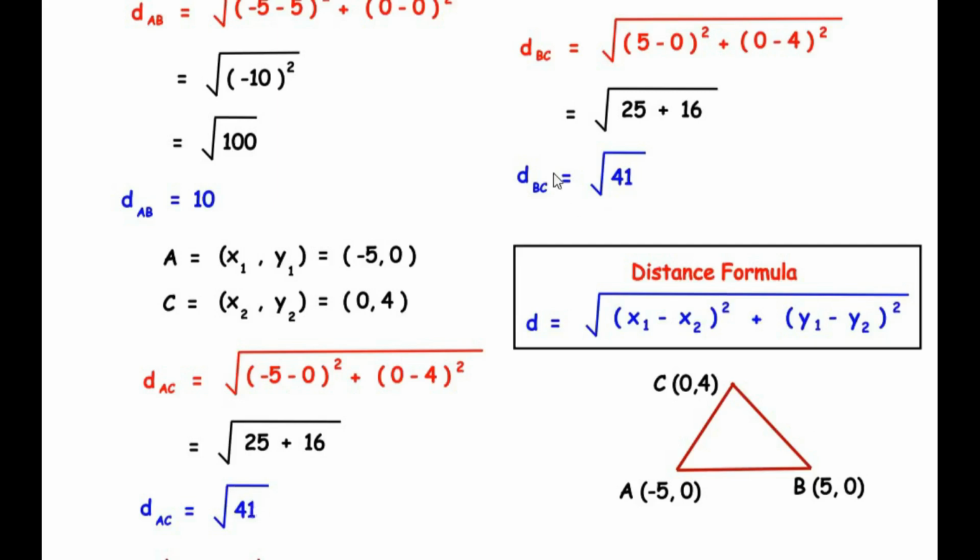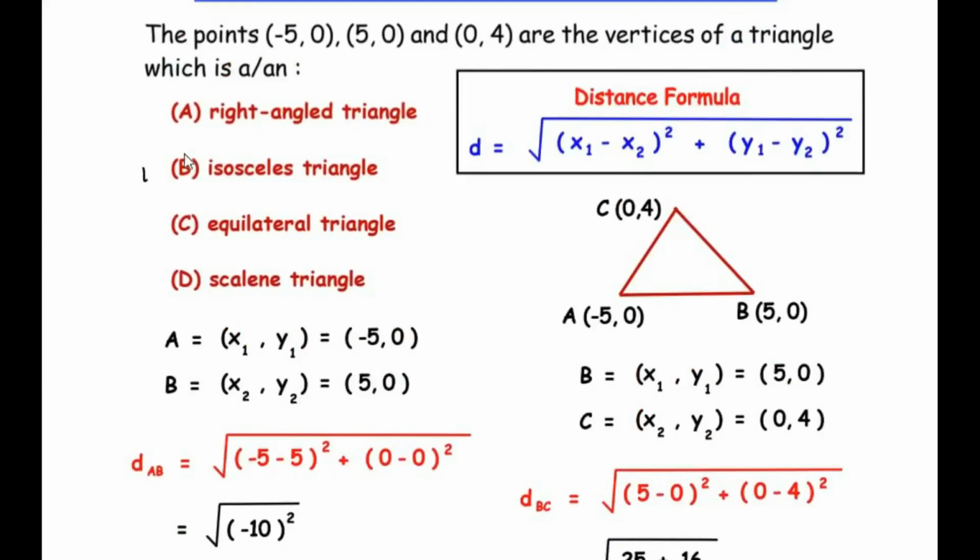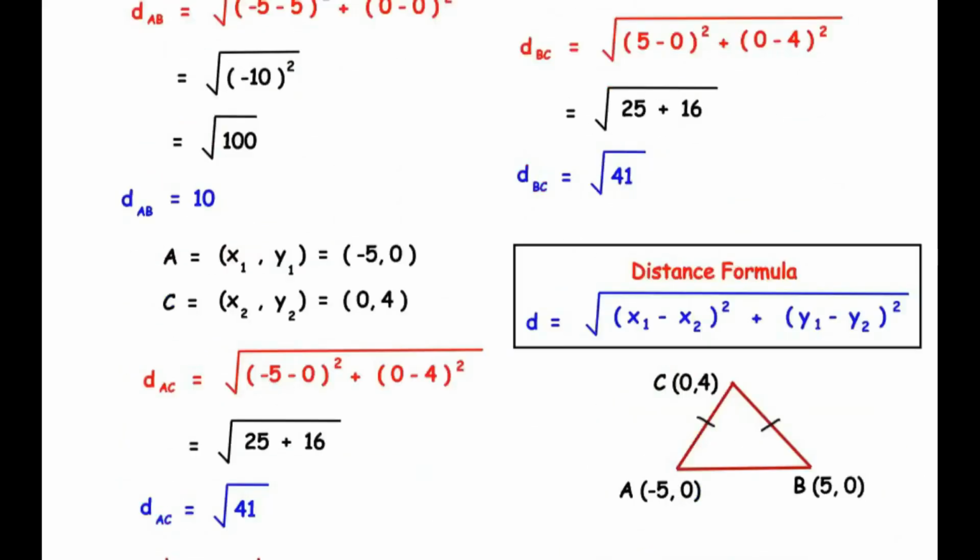Now we can see that the distance BC is same as the distance AC, but the length AB is not same. So this triangle has two equal sides. So this represents an isosceles triangle. So here our answer is going to be option B. But as you can see, this becomes a very long method. So let us look at the second method now.